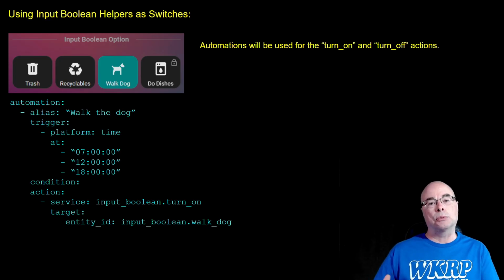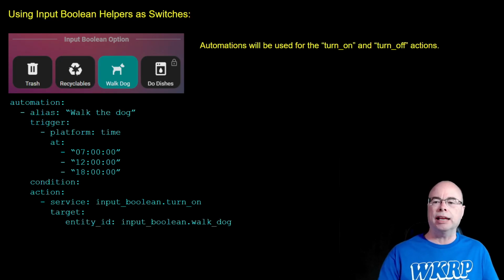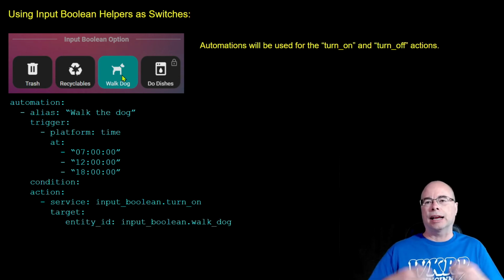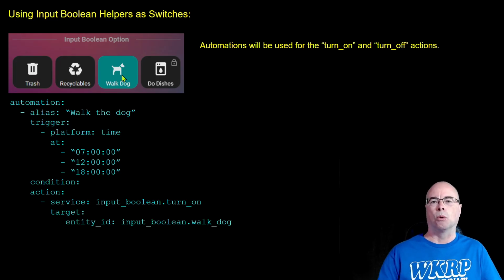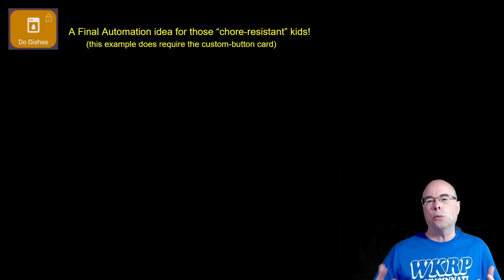And again, I do that through a separate automation because that way it gives me the ability to have this trigger automatically at those 3 times of the day, or by simply coming up here and clicking the button myself, I can take whatever actions to say it's time to walk the dog. So I'll show you one final example here, just to give you some ideas of how you might use these in your own Home Assistant installation.